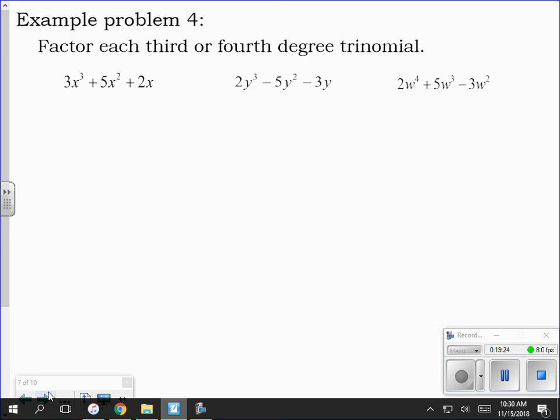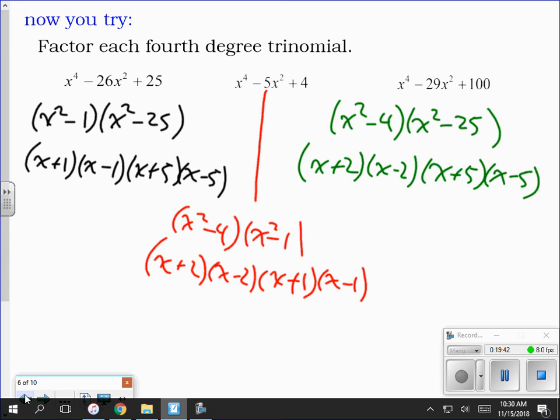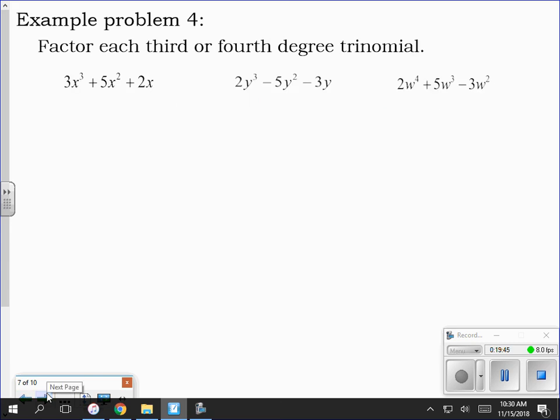Okay, next one. Factor each third or fourth degree trinomial. These ones are different. First thing you want to look at whenever you're doing these problems is, is there a common factor? On the previous ones, there were no common factors to pull out. But on these ones, there is. First thing you do is pull out a common factor if you have a common factor. My common factor in the first problem is x. Leaves me with 3x squared plus 5x plus 2. And then I have to see, can I factor my quadratic? I might not be able to, but I need to check.